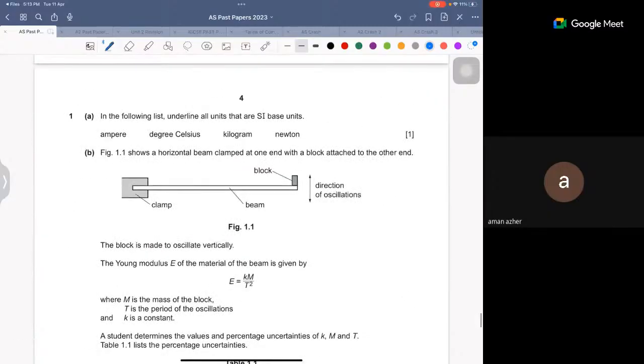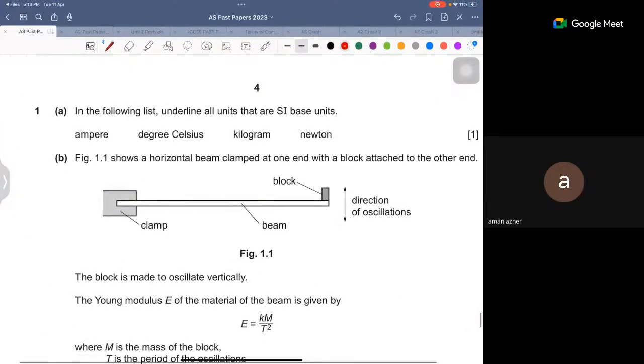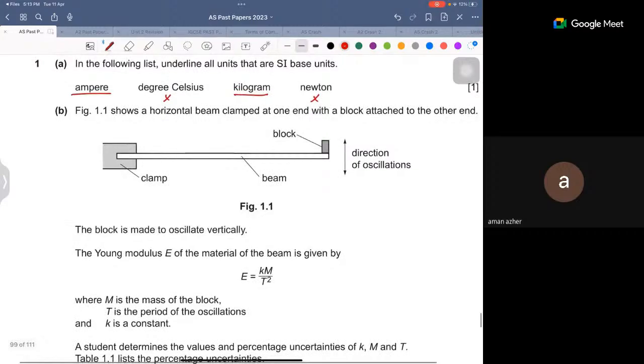So it says in the following, underline all the units that are SI base units: kilogram, and degree Celsius, not ampere. This is not an SI unit, and this is neither an SI unit. Kelvin is an SI unit. Anyway, so please check your work.